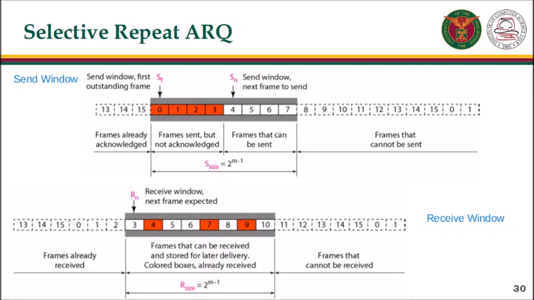As mentioned, the Selective Repeat protocol also uses two windows, a send window and a receive window. However, it is different from Go-Back-N. First, the maximum size of the send window is much smaller. It is 2^(m-1). Second, the receive window is the same size as the send window.